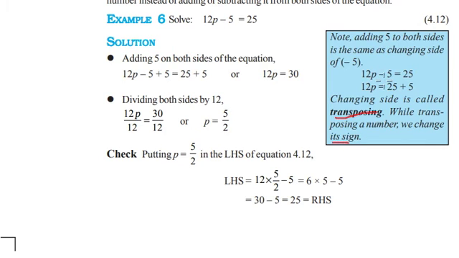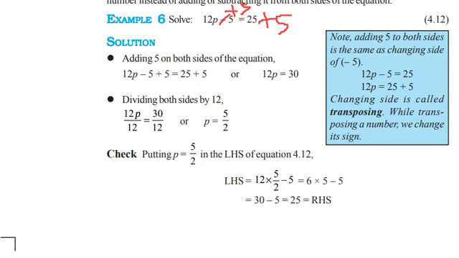We can note that minus 5 is on LHS. Once this minus 5 came to RHS, its sign got changed to plus 5. Transposing is a simple method of adding or subtracting, dividing, multiplying numbers on both sides. We can write this equation as 12p minus 5 plus 5 on LHS and plus 5 on RHS.